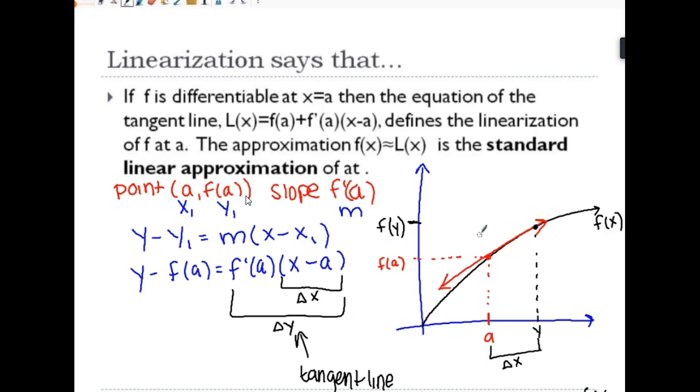So as we were working on our mins and max, we talked about concavity and increasing and decreasing, and we have been focusing a lot on their effects. So what we're going to talk about even more today is how concavity affects linearization and tangent lines.